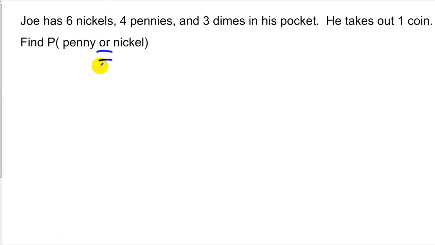So the probability of pulling a penny out, well, he's got a total of 13 coins, and of them 4 pennies. So that's the probability of a penny. And then, or we want the probability of a nickel. He's got 6 nickels over 13. Add those two up, we get 10 over 13, and there's our probability.